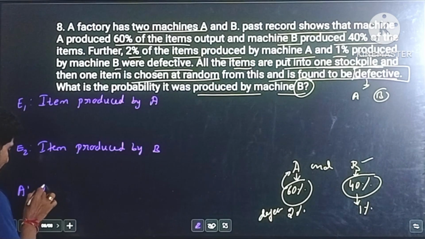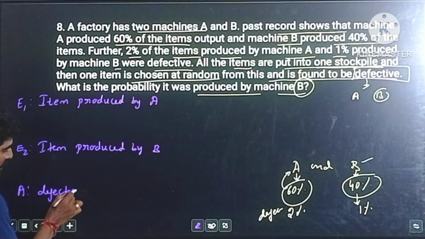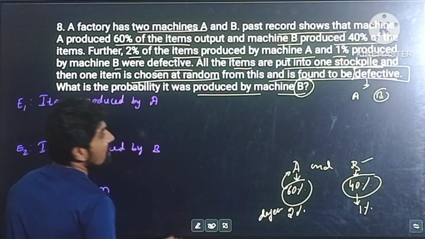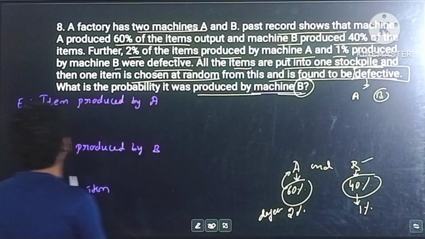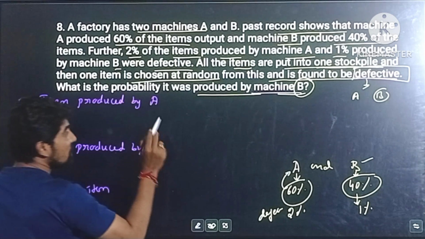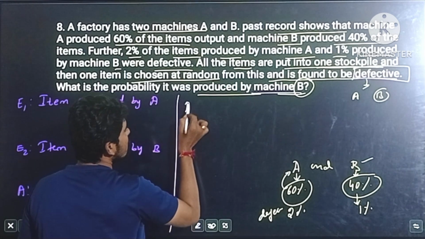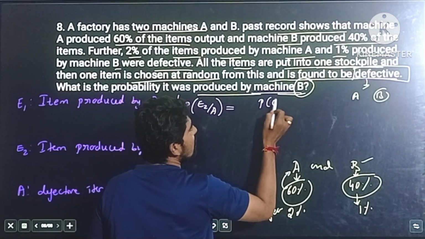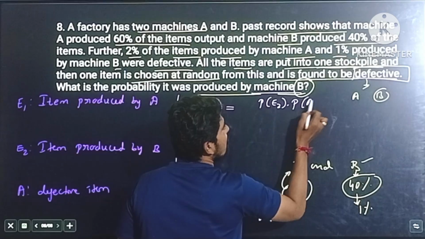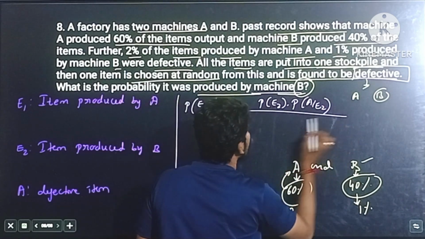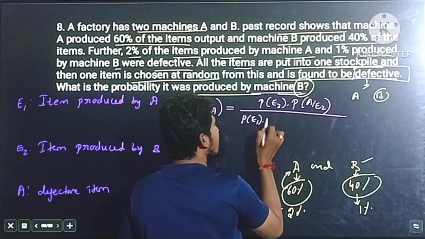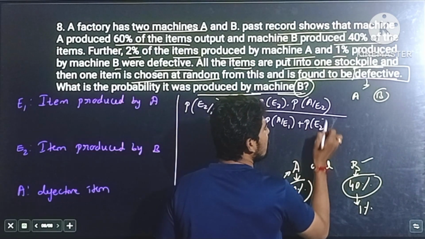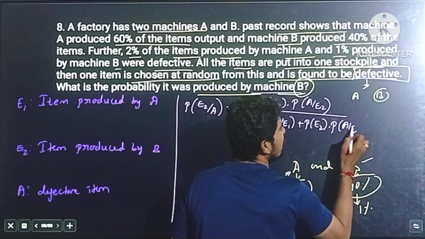So what is event A? Defective item. I hope all of you understood. And here we need to calculate the probability that the defective item is from machine B. Machine B represents event E2, therefore the required probability is probability of E2 given A, which is equal to probability of E2 into probability of A given E2, divided by probability of E1 into probability of A given E1 plus probability of E2 into probability of A given E2.